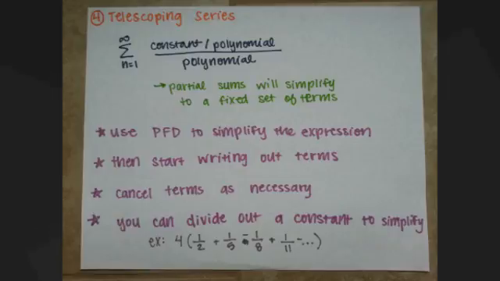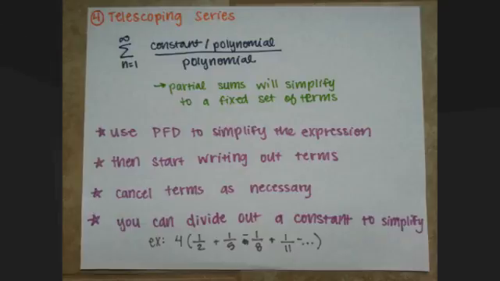Next, let's look at telescoping series. This one is probably the most cumbersome out of the bunch, but it's one of the only ones that you can easily get a finite sum out of, so that's pretty cool. This test works best if you have a series of a ratio with a constant or a simple polynomial in the numerator and a polynomial in the denominator. Basically, the series will simplify to a fixed number of terms. We're going to use partial fraction decomposition to first simplify the expression.